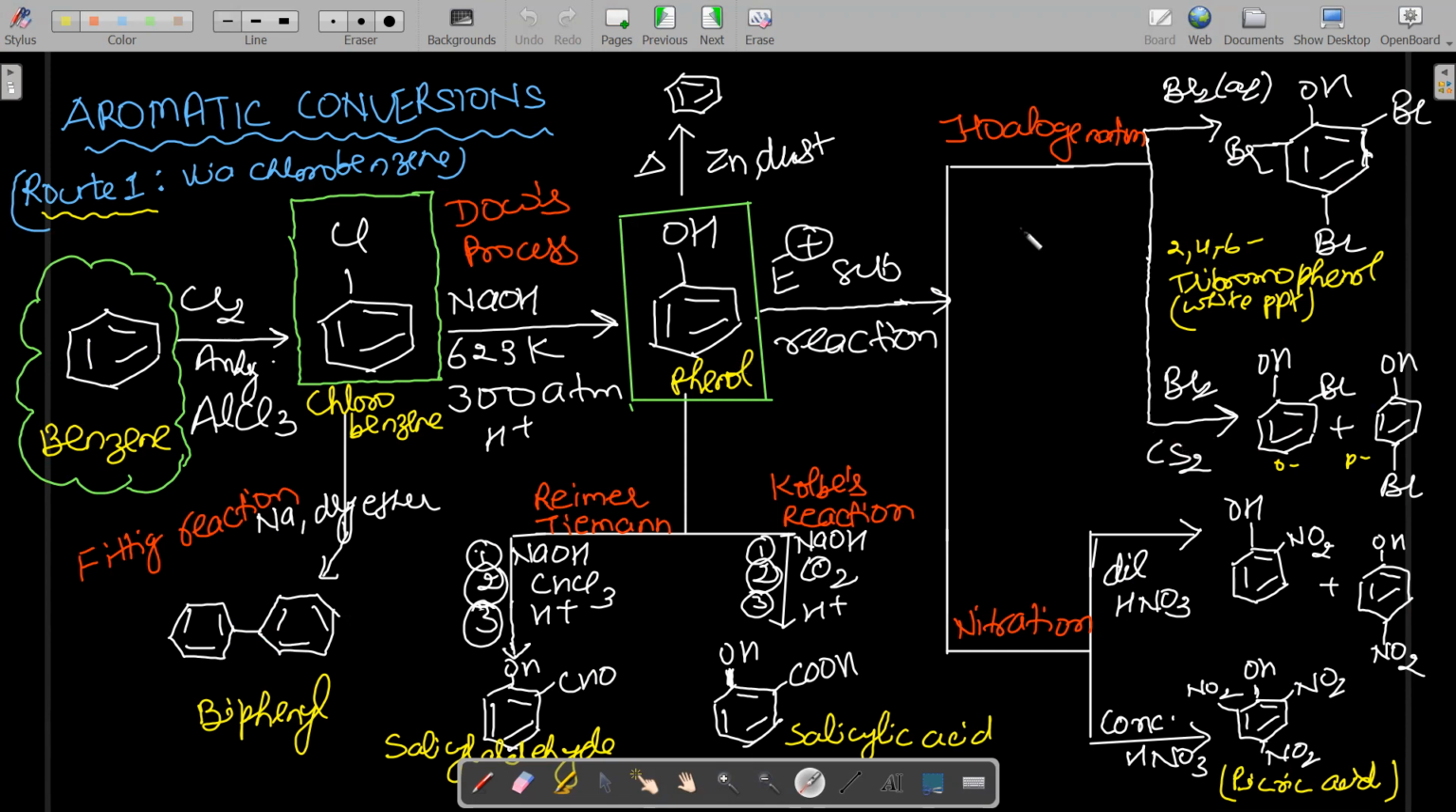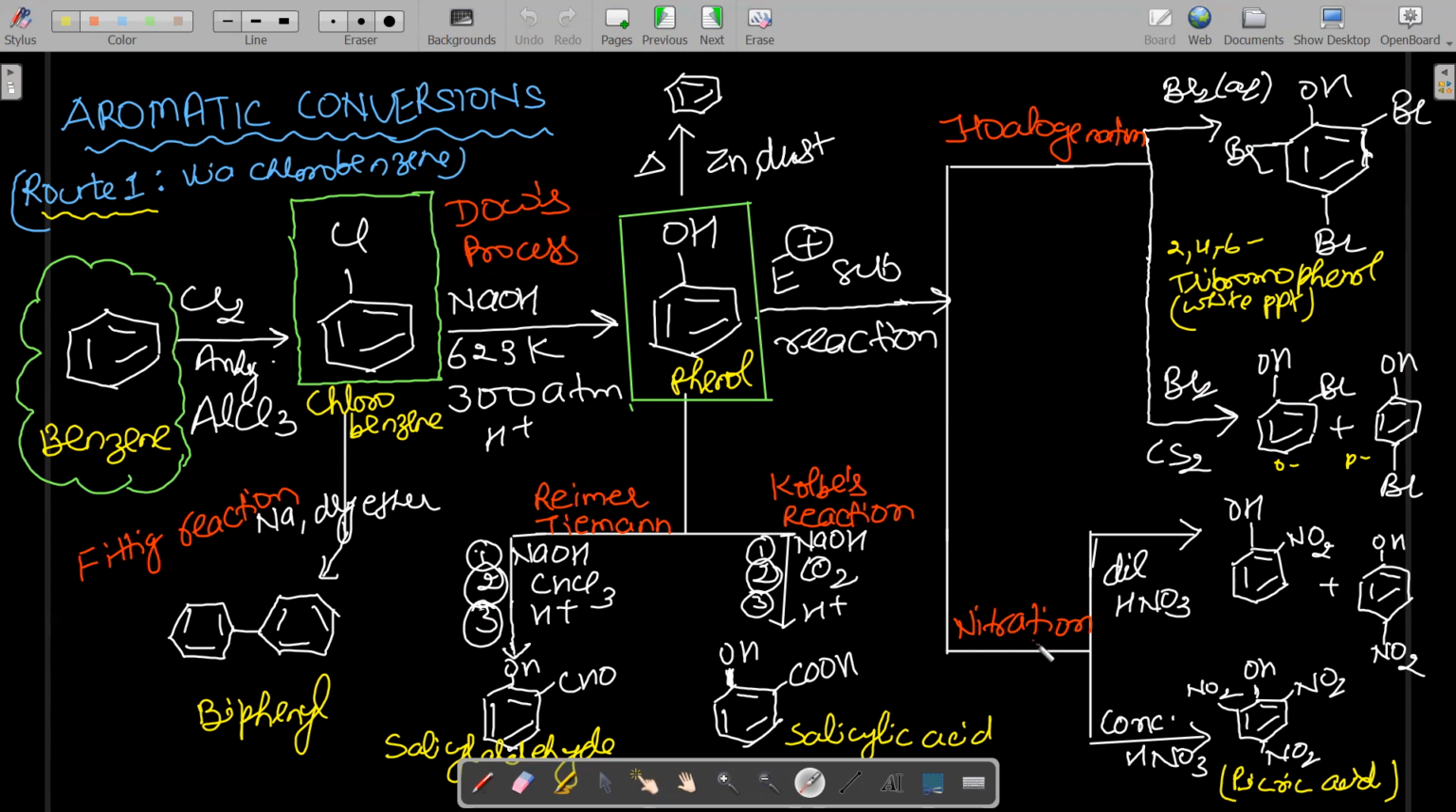So phenol undergoes halogenation, that is bromination reaction, in two conditions: one in aqueous, that is polar solvent, and in this case a tribromo product is formed, while in the case of non-aqueous a monobromo product is formed. And in monobromo we always get two products, ortho and para, in which para is the major product and ortho is minor because of steric hindrance.